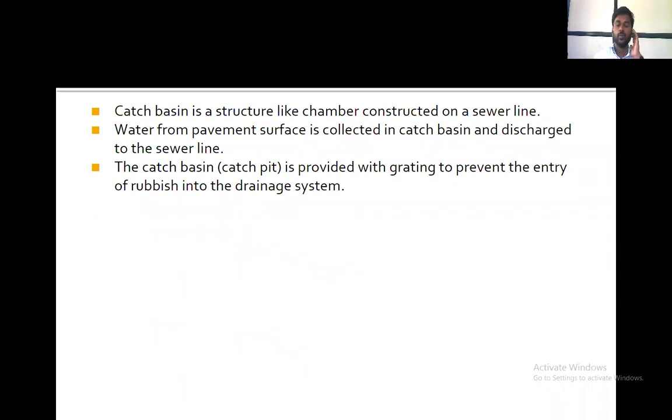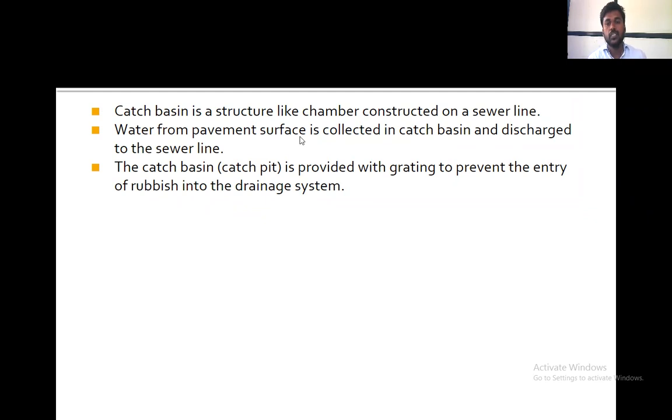Whenever we are providing the sewer line, we should take care that it is at a certain level above the base of the chamber, so that if settling particles like soil are drained out with the water, they settle at the bottom of the chamber. They should not travel along with the sewers, because that may create problems in checking the lines, etc. So surface water is collected through the basin and transported through the sewer lines.